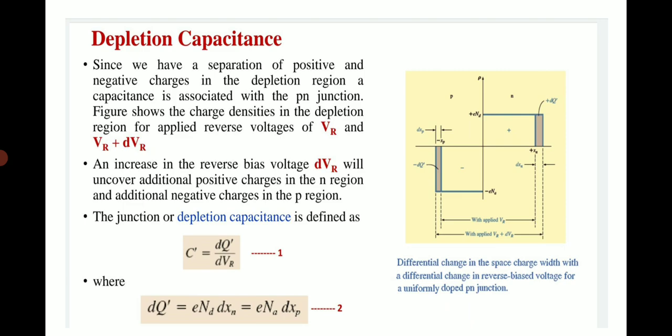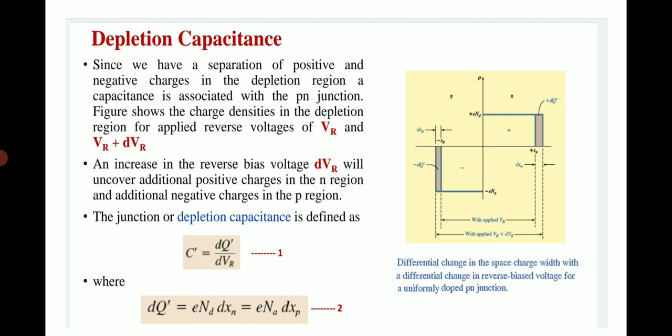What did we say? The increase in reverse bias voltage dVR will uncover additional positive charge in the N region. The majority carriers in the N region are electrons and the minority are holes, and this uncovers positive charge in the N region. Likewise, additional negative charge is uncovered in the P region, where the majority are holes and the minority are electrons. The junction or depletion capacitance is defined by C' equals dQ' divided by dVR, that is equation number 1.